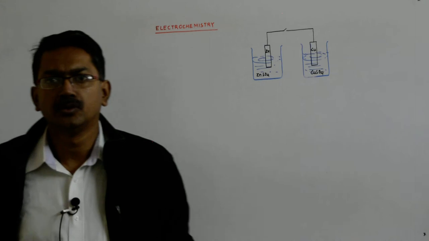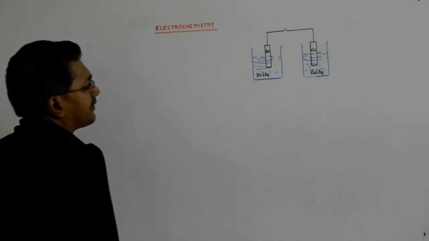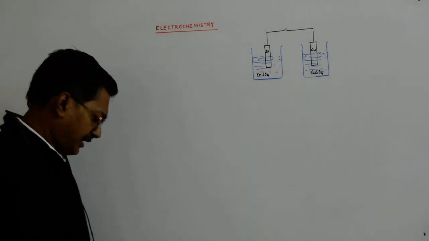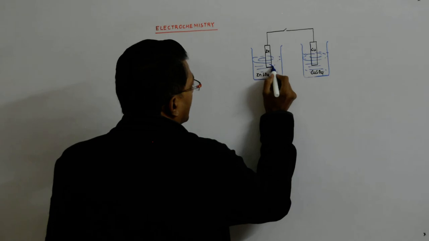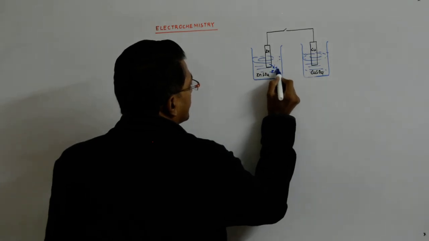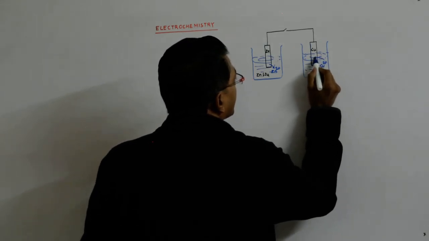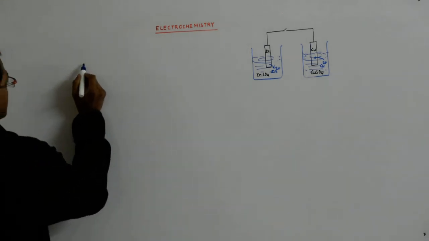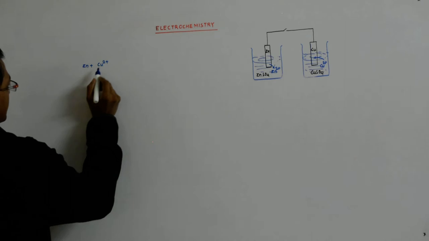We now come back to the famous, by now very familiar reaction with which we have started and we keep on referring to. We come back to that, and we know that here my Zn is becoming Zn 2 plus, and the Cu 2 plus here goes back here as Cu. And the overall reaction can be written as Zn plus Cu 2 plus.